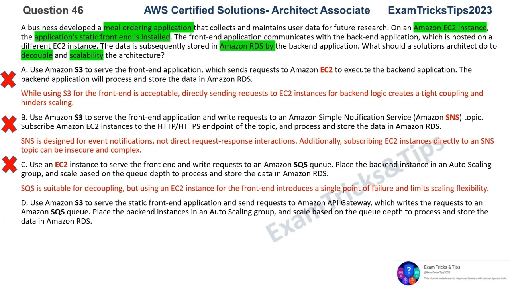So the overall solution will be, we'll use S3 for the front end, and it will send requests to Amazon API Gateway, which writes the request to an Amazon SQS queue, placing the backend instance in an auto scaling group, and it scales based on the queue depth to process and store the data in Amazon RDS. That's it on this question. Let's move on to the next question.